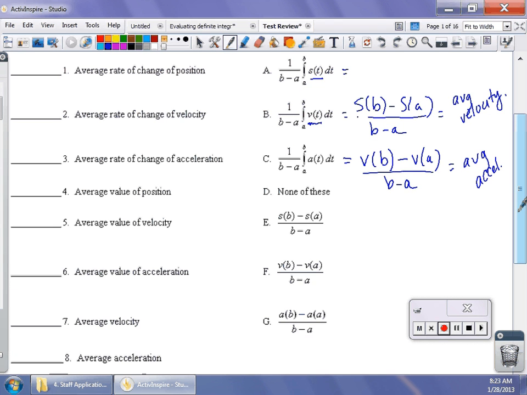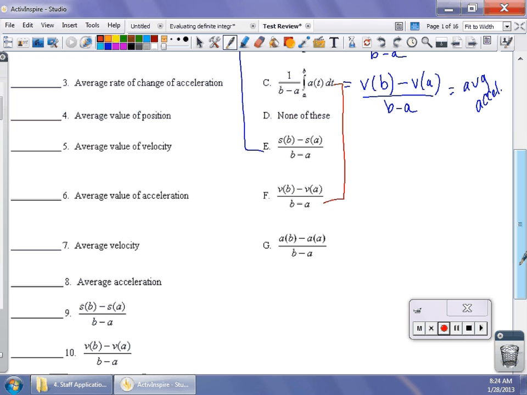E is the same thing as B, so these two are the same. We probably should keep that in mind. C is the same thing as F, so we want to keep that in mind, that these represent the same thing. And A of B minus A of A over B minus A would give me the average rate of change of acceleration.